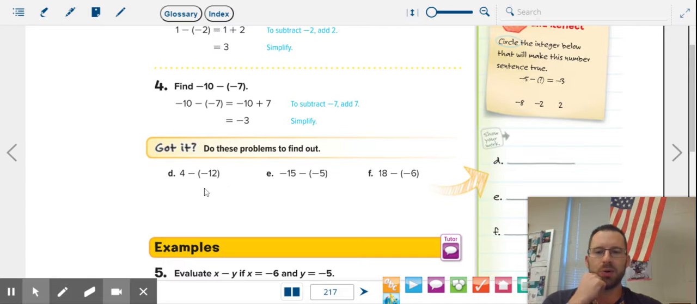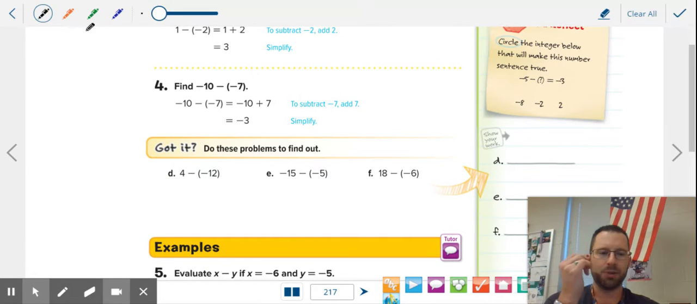Okay, over here, with these types, because there's a bunch of negative signs flying around, I really do recommend changing these to addition. So we're going to start here, 4, change it to addition. When you change this to addition, you have to do a double. You also change this to the opposite. The opposite of negative 12 is positive 12. Now the problem's super easy. 4 plus 12 is 16.